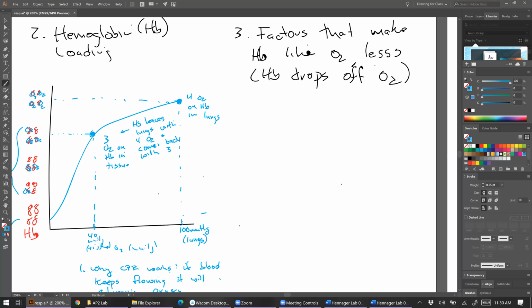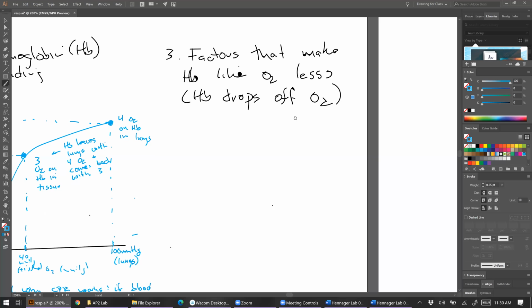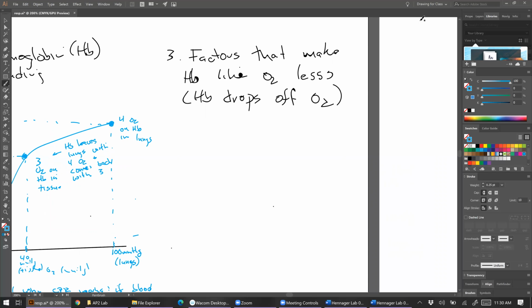So now we're going to come here to when does hemoglobin drop off oxygen? So we're going to make some sweeping loops. And so keep some space over here. Just come over to this side a little bit. Okay, so I'm going to switch to back.